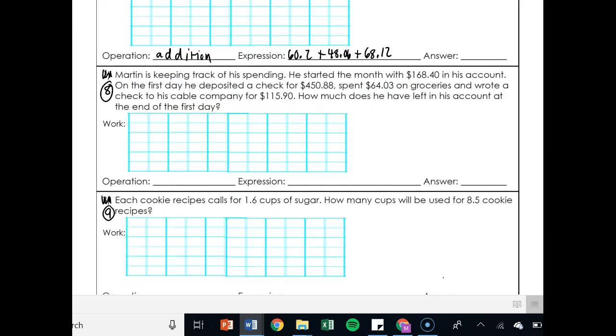All right, number 8, it says Martin keeping track of his spending. He started the month with 168.4 in his account. On the first day, he deposited a check. Depositing a check is earning money, right? So we're going to add these two together. These two numbers are combined together. But then he spent $64.03 on groceries and wrote a check for $115.90. Those two numbers are connected, but we're going to subtract them off from a total. So we first want to find a total. So we could say operation is addition and subtraction, right?